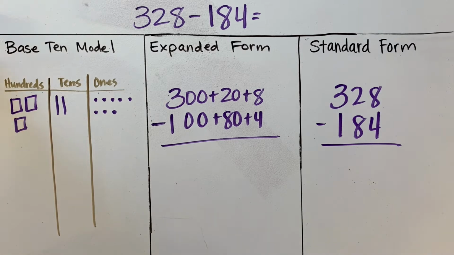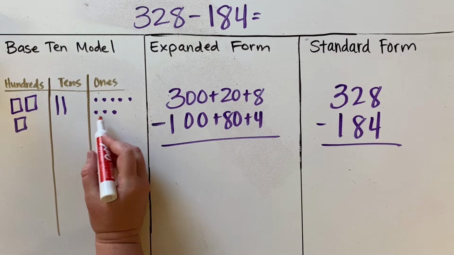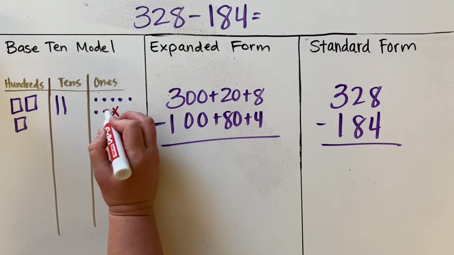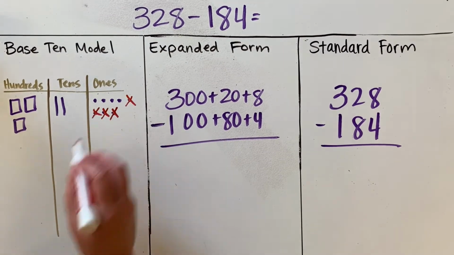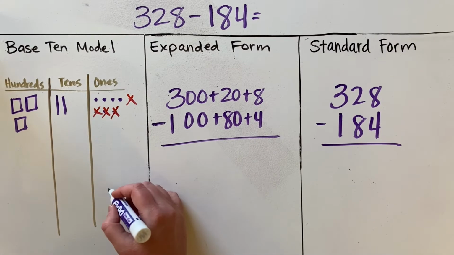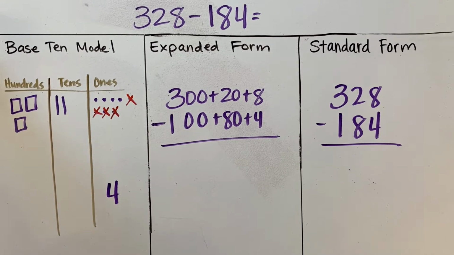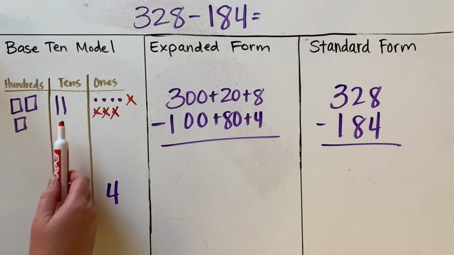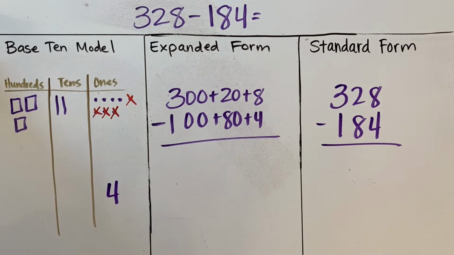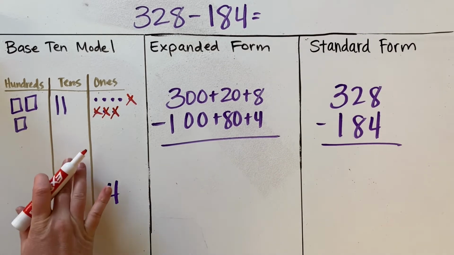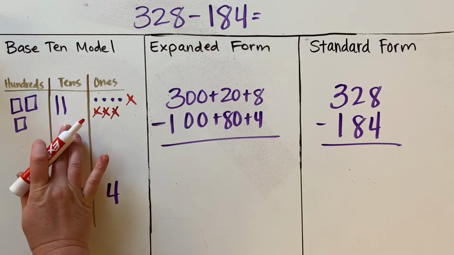All right, so we are subtracting 184 from this, and so I'm going to start in the ones place. I have 8 ones, so I'm going to subtract 4 ones. So 1, 2, 3, 4. How many are left? We still have 4 ones. Now in the tens place, I look at the tens and I don't have enough. I need to subtract 8 tens.